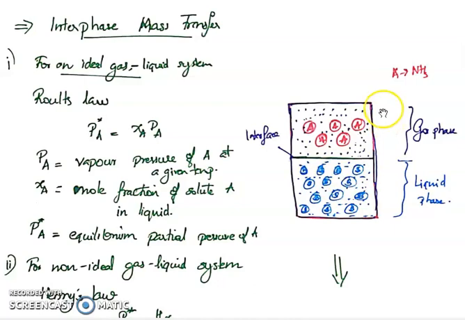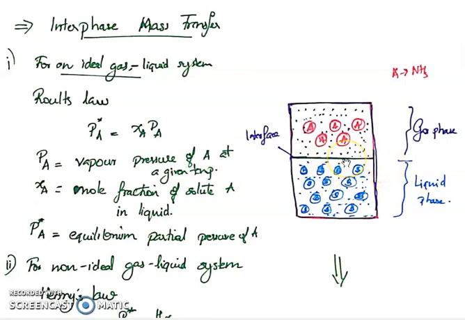Let us add some ammonia into the gas. So we have a gaseous mixture of ammonia and air. Here the dots represent the ammonia molecules. So what will happen? The ammonia molecules which are present in the gaseous phase will diffuse into the liquid phase through the interface. The boundary separating the gas phase and the liquid phase is known as interface.